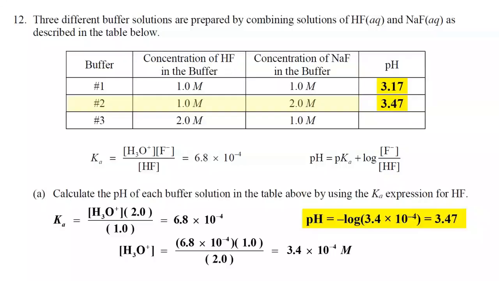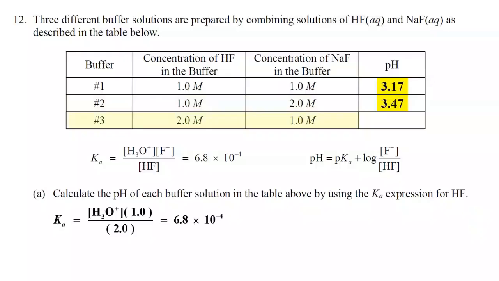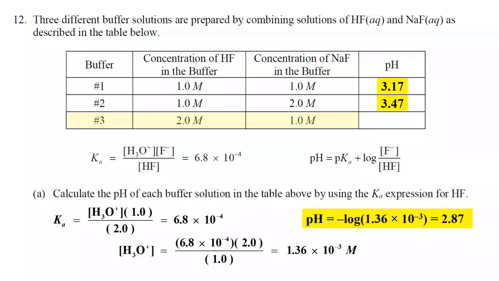Now in the third buffer, we put 2 molar for the concentration of HF on the bottom and 1 molar for the concentration of the fluoride ion on the top. Now we have to solve for the concentration of the hydronium ion, and that will equal 6.8 times 10 to the negative 4 times 2. So we do that math and we get 1.36 times 10 to the negative 3 moles per liter. This is the concentration of the hydronium ion. Let's take the negative log to get the pH. And so the negative log of 1.36 times 10 to the negative 3 is 2.87.